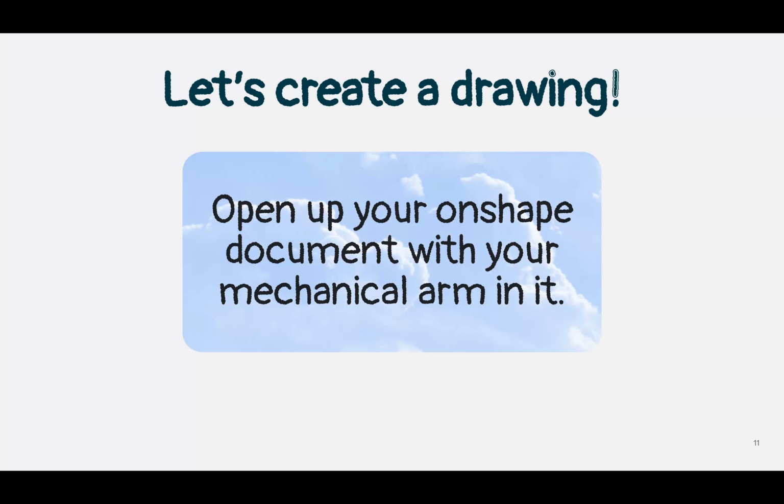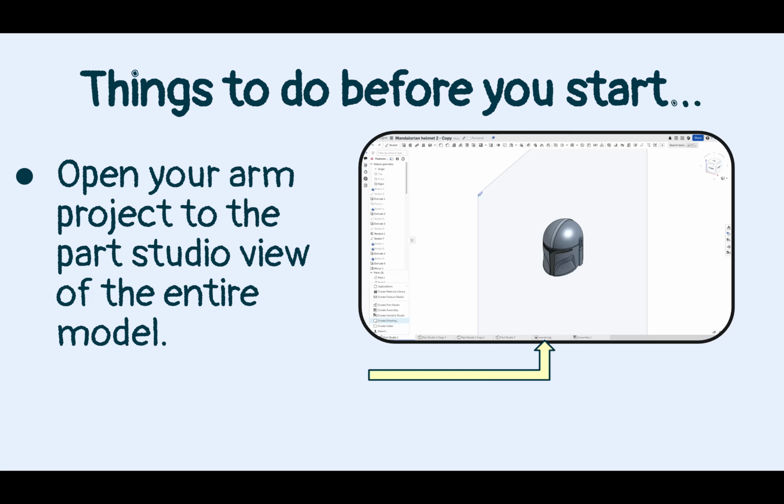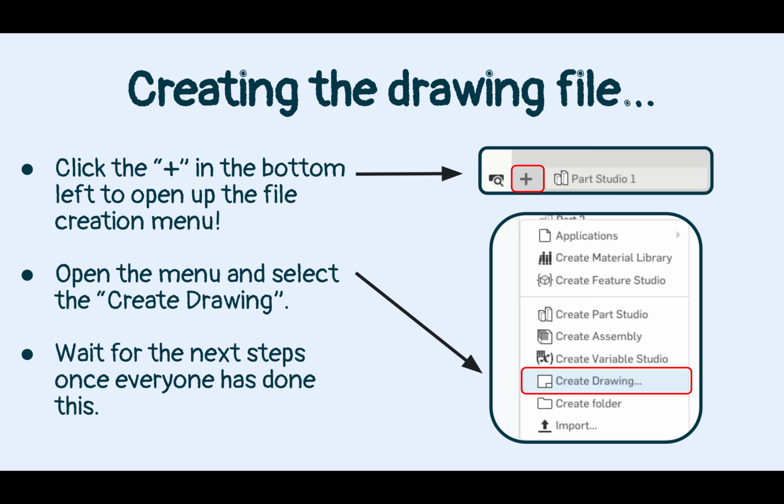Now, let's create a drawing. Open up your Onshape document with your mechanical arm in it, and for this lesson, I will be using an example of a Mandalorian helmet, but for you guys, you'll be using your arm. To begin, open your ARM project to the Part Studio view of the entire model. It should show the entire assembly all together of the entire arm being put in one place.